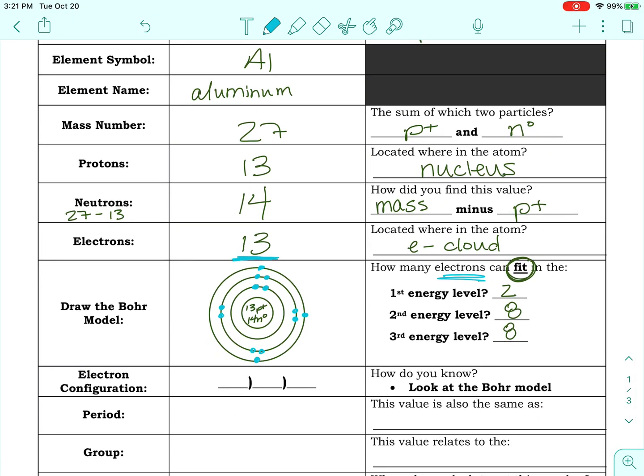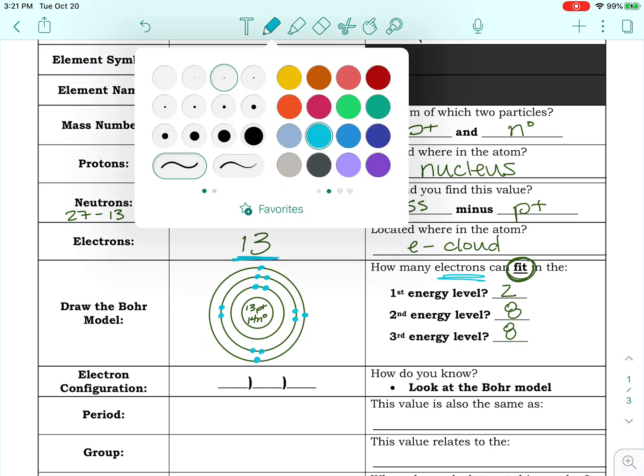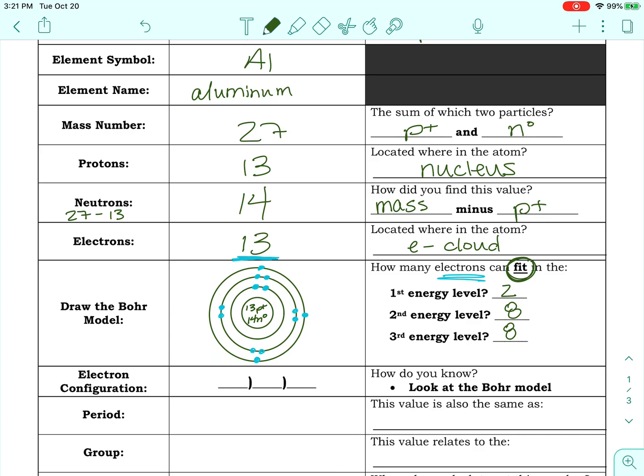The electron configuration is how many electrons we have on our atom, not how many can fit. There's a hint over here on the right that says to look at the Bohr model. So this is going to be for our atom of aluminum.